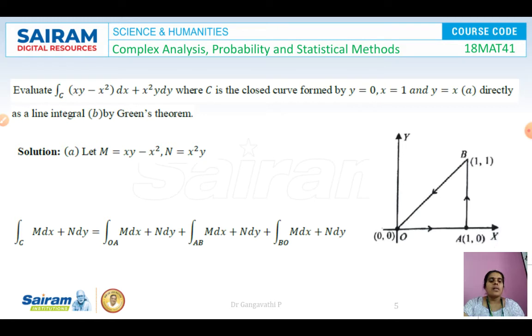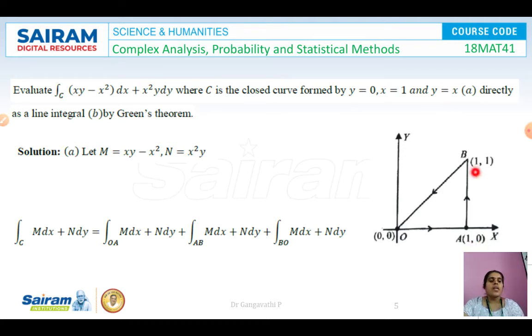So let us draw this graph in this form and name the corners. This corner we can name as O with the coordinates 0, 0. And this is another corner, we name it as A, whose coordinates are x is equal to 1 and y is equal to 0 here.